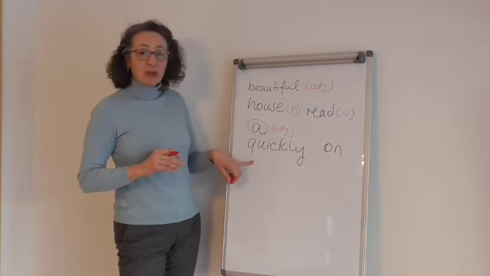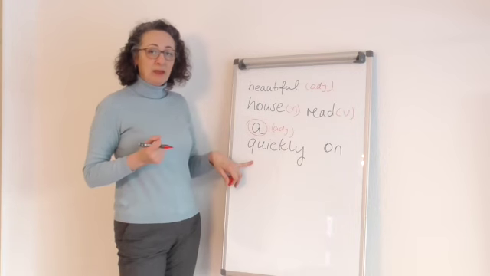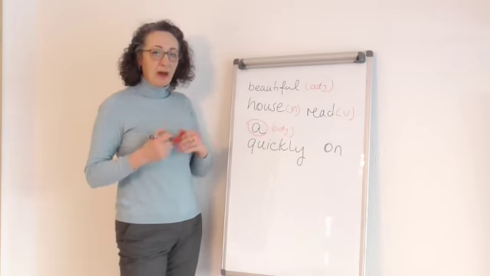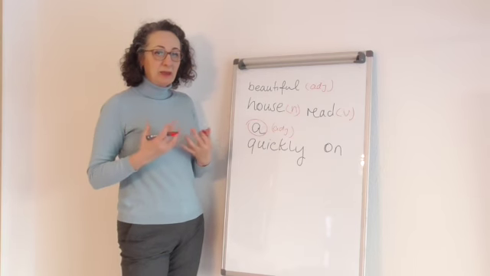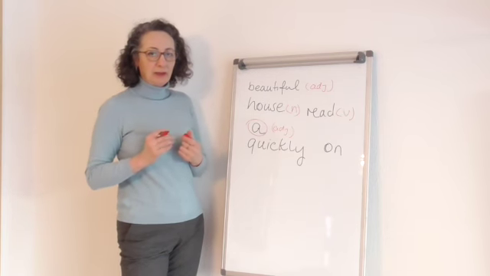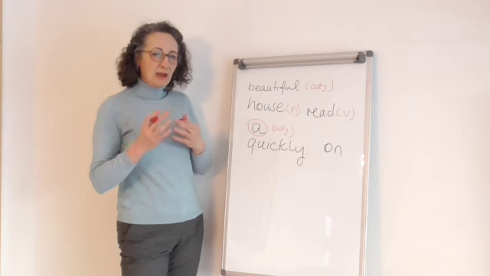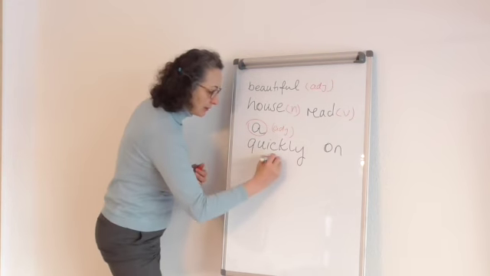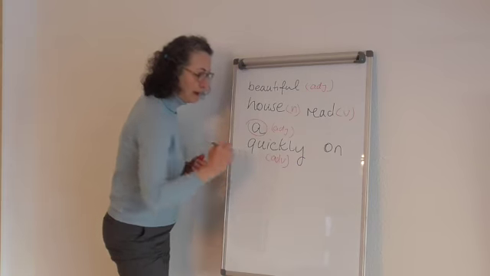Then we have the word quickly. What does quickly do? So read quickly, understand quickly, speak quickly, work quickly. So they give information about a verb. These words are called adverbs.